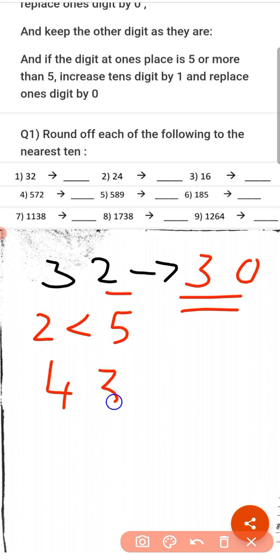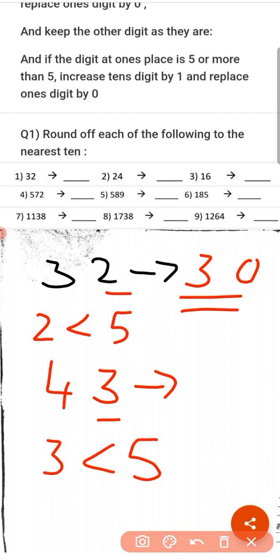Suppose our next number is 43. Check the digit at the ones place. 3. 3 is less than 5. So what will we do? Replace 3 by 0. Ones place-നെ 0 ആക്കി write the same digit at tens place. So our answer becomes 40.